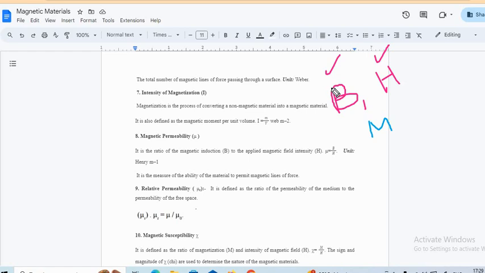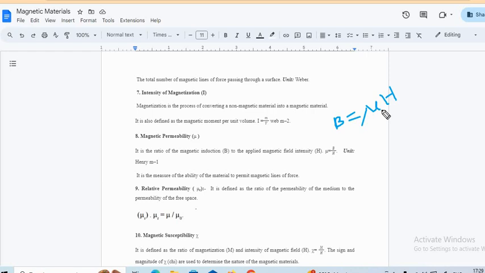But among this induced field, some amount of field will be applicable to retain that magnetization. So retaining magnetization is known as the magnetization. Okay. So B is equal to mu into H. So mu can be given as B by H. So this is in the case of vacuum.